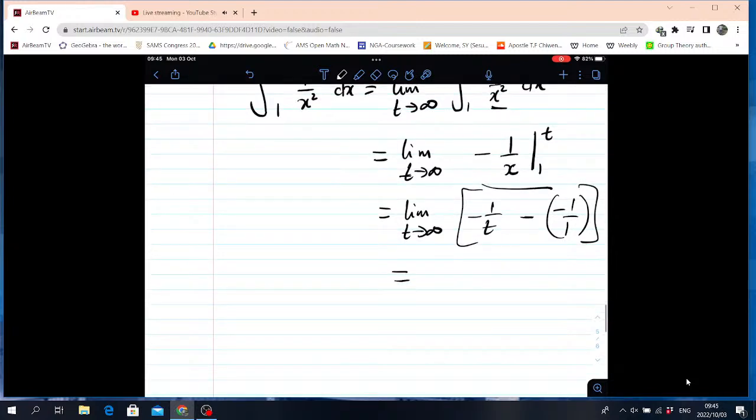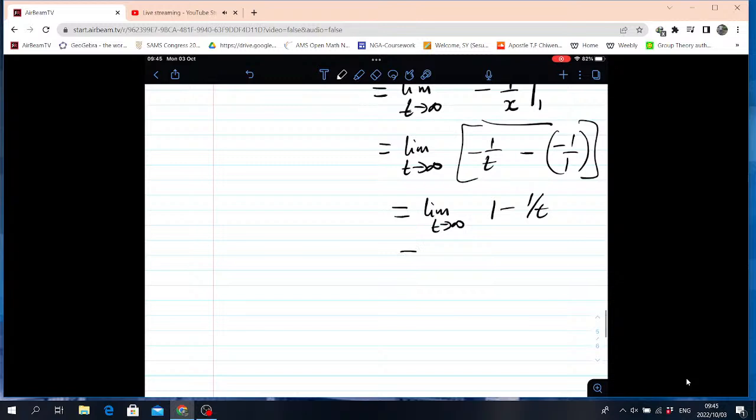And this just becomes the limit as t tends to infinity of 1 minus 1 over t, and this is equal to 1. And we have shown that our integral is equal to 1.